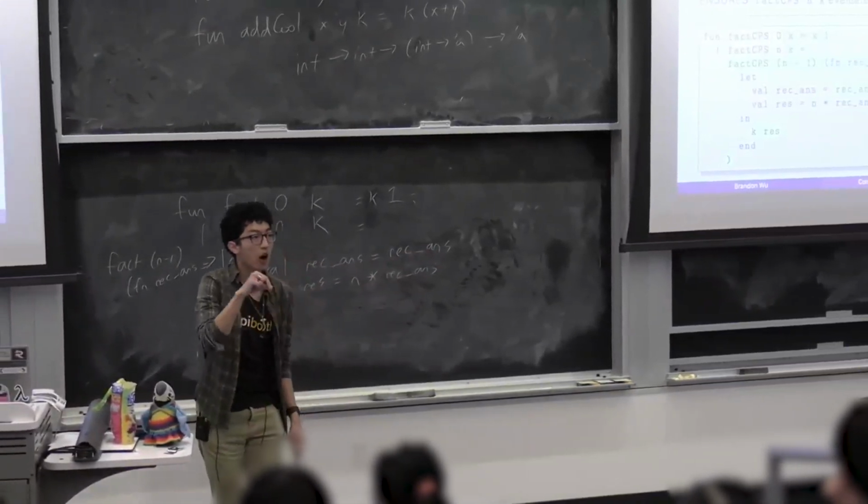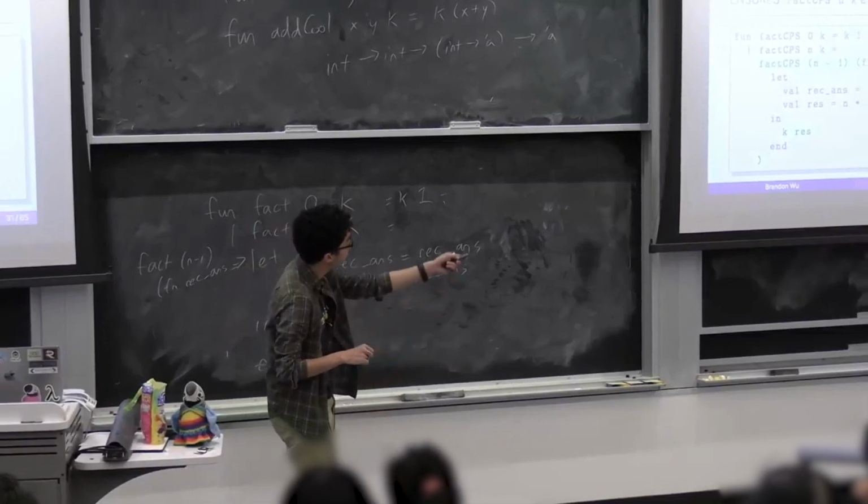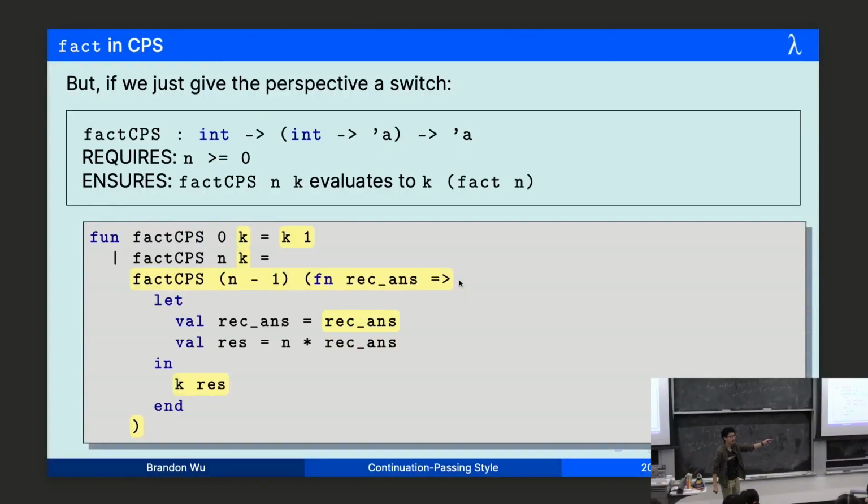Because right now, I wrote down an instruction. I said, when you get your answer, when you get the factorial of n minus 1, do this later. Now, I realize later is an unfortunate choice. Let me say after, okay? With the continuation, do this. But do you see how this fact CPS thing is a tail recursive call? It's the last thing that we do.